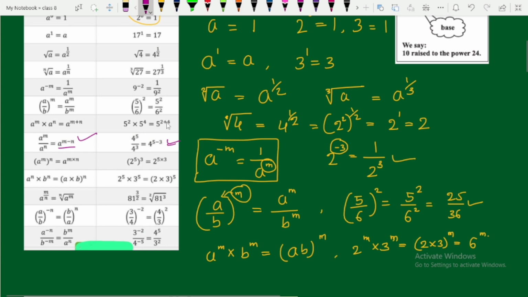Okay. So next one is (a^m) whole raised to n. This we can write as a^(m into n). So they will multiply. (a^m)^n is equal to a^(m into n). Next law is when bases are different, which we already discussed here: a^n into b^n is equal to (a into b) whole raised to n.